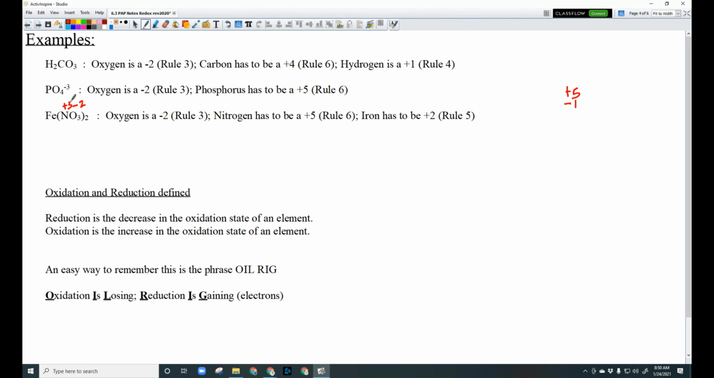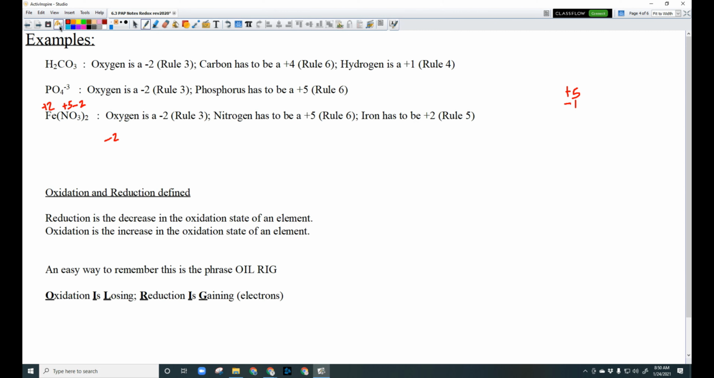Okay. Now, this NO3 is a negative charge. We have 2 of them, so that's -2. So that must mean this iron is a +2 because this compound has to equal neutral, 0. Right? So iron is a +2, rule 5. So it just needs a little practice, but you can do it.